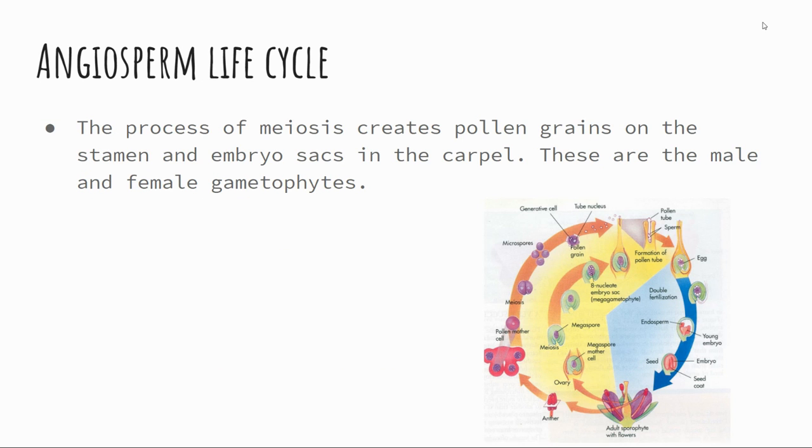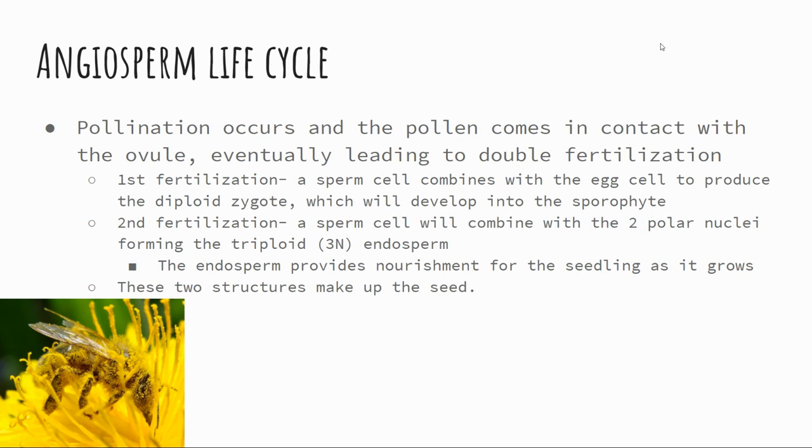All right, so the angiosperm life cycle. The process of meiosis creates pollen grains on the stamen and embryo sacs in the carpel, and these are the male and female gametophytes. So we're going to transition between those two. Pollination occurs and pollen comes into contact with the ovule, eventually leading to double fertilization. That's an important vocab term.